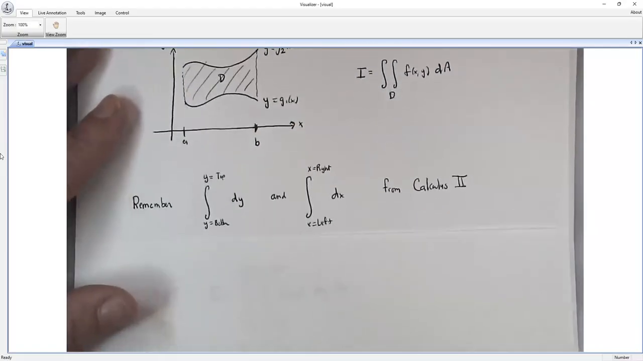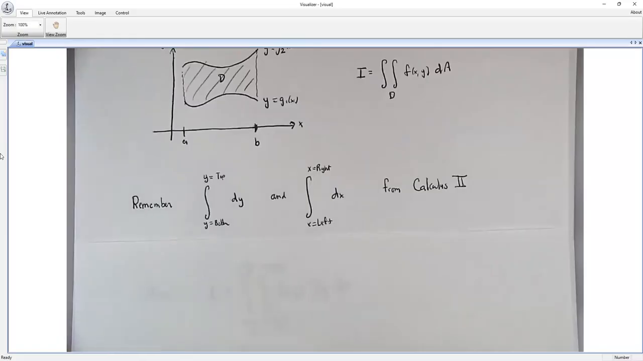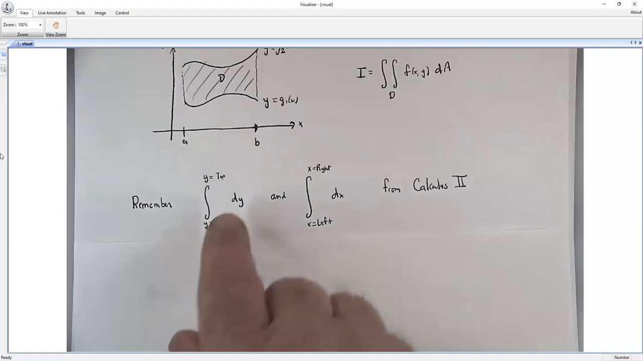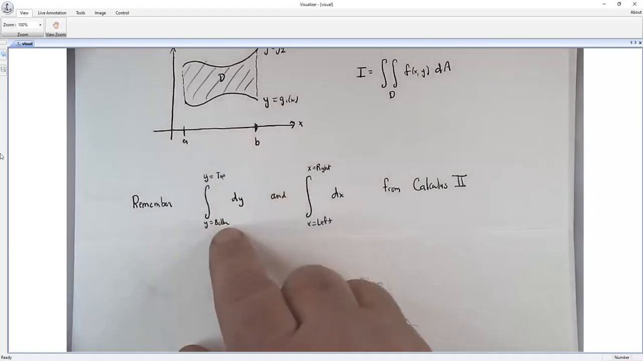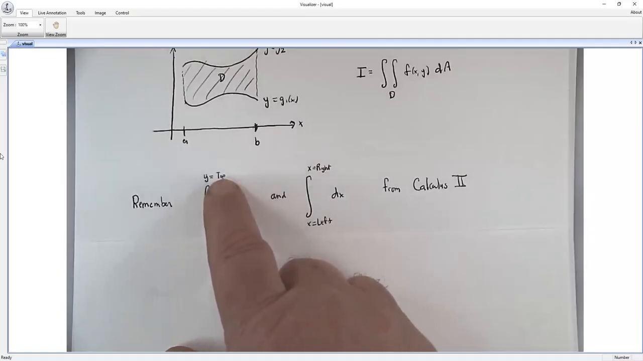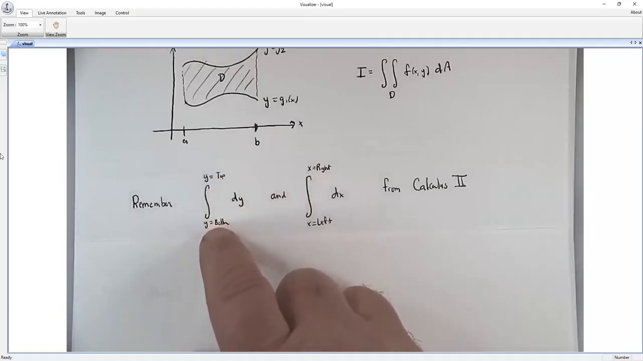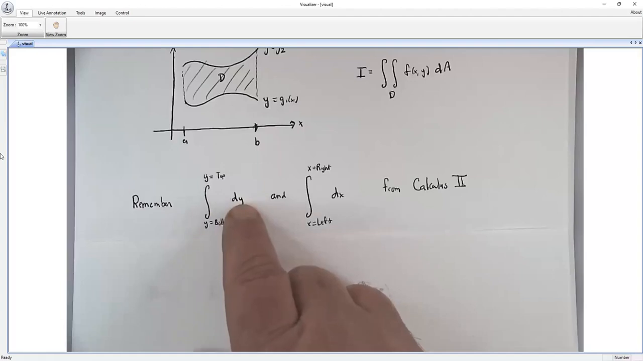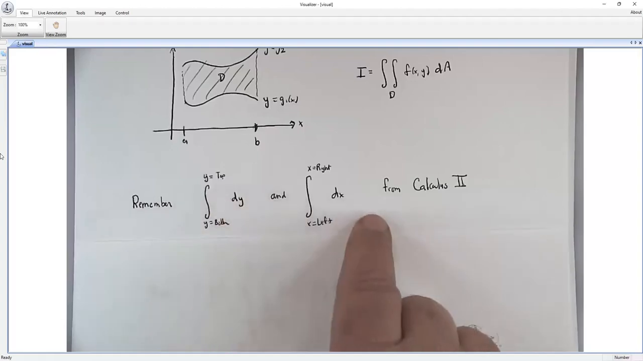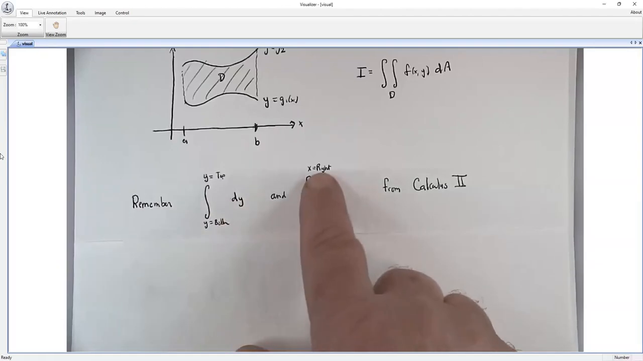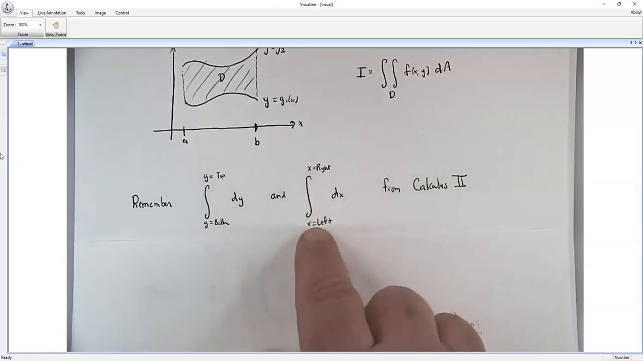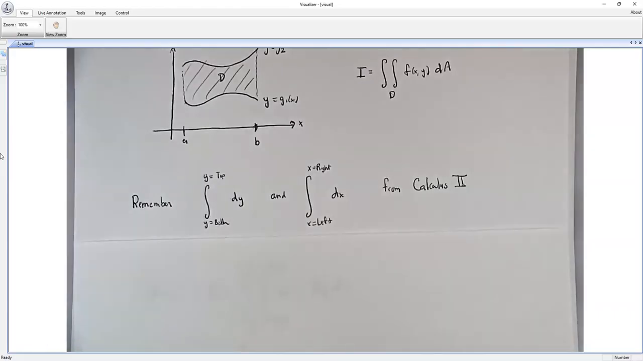So, remember from Calc 2, when I integrate with respect to y, it's top minus bottom, top over bottom. It's the integral of y equals top on the upper bound and y equals bottom on the lower bound. That's dy. And if I integrate with respect to x, x on the upper bound would be x equals right, over the lower bound, x equals left. Okay, so you've got your top and bottom, that'll be dy.